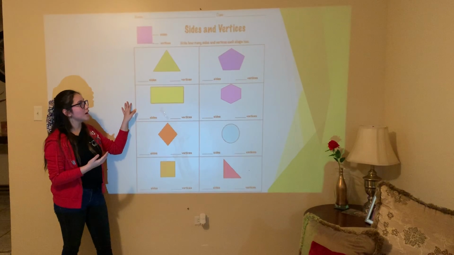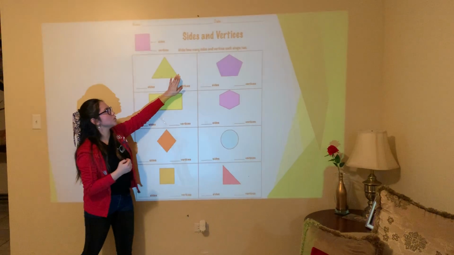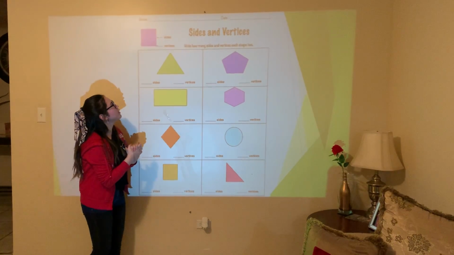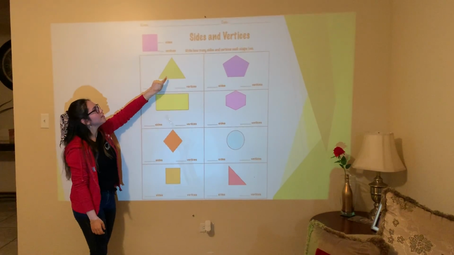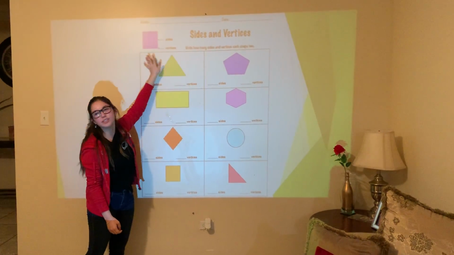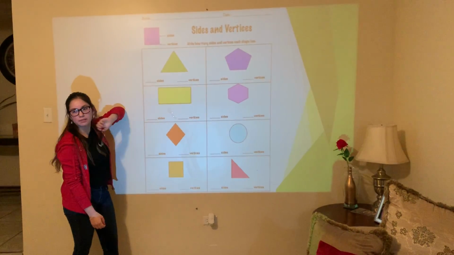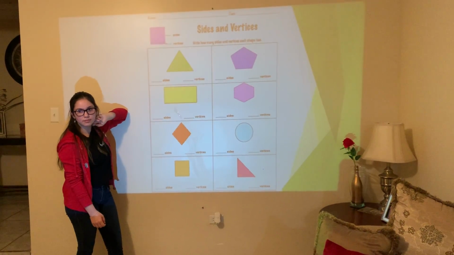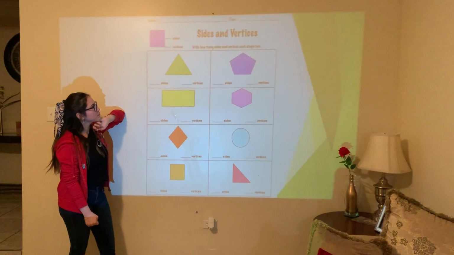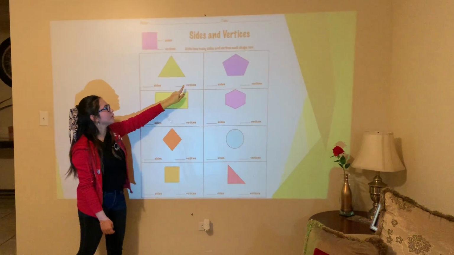First, we're going to work together as a group just to understand this topic better, and we're going to do this too, and you're going to do the rest of it. Okay? So the first one is the triangle. Here it says sides. How many sides does the triangle have? 3. Why 3? Because it has three straight lines. Yes. 1, 2, 3. So here you're going to put 3. And how many vertices?